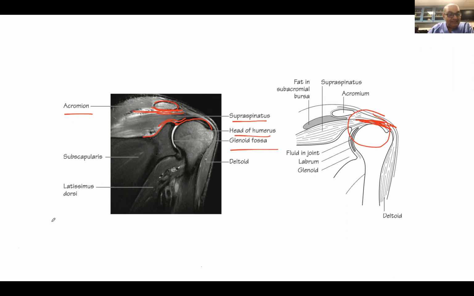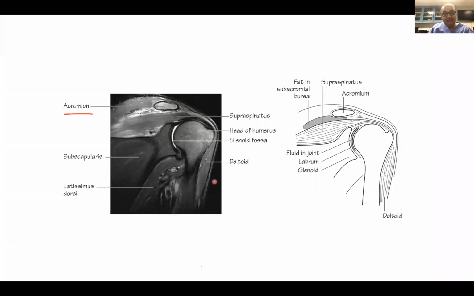Which tendon exactly gets damaged? The tendon, this tendon. I have messed around. Let me erase my mess. Where are you, eraser? Now, who was asking me which tendon? So let me show you that tendon.